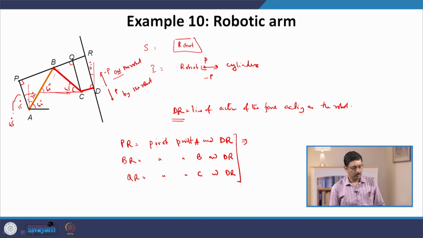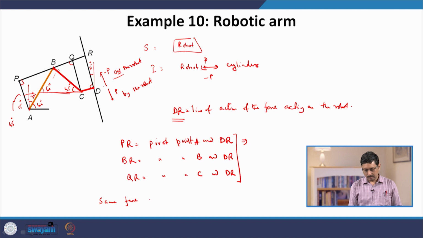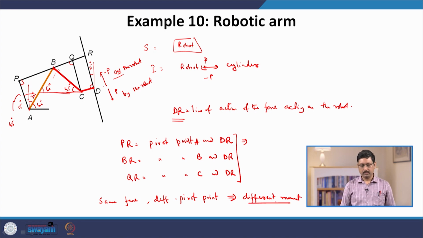Now you know the problem is simply to calculate these distances and multiply by the value of the force to calculate the moment. The message from this problem is that the same force, with a different pivot point, gives you a different moment. This is the purpose of this problem. I will give you as a take home exercise to work out the distances and calculate the moment.